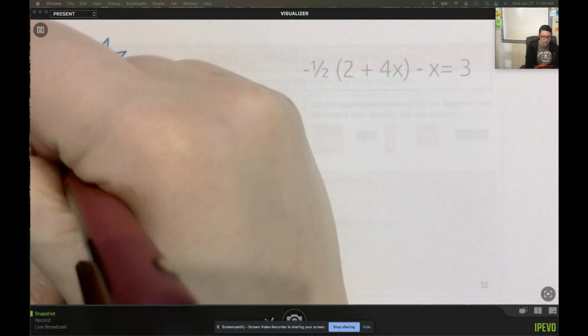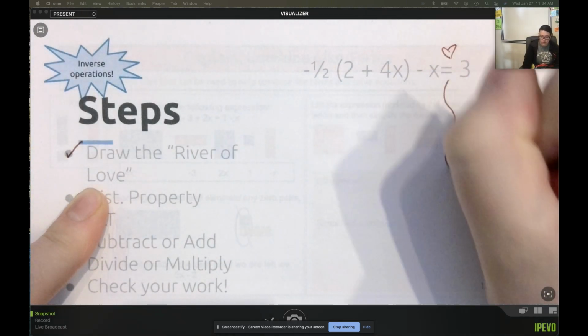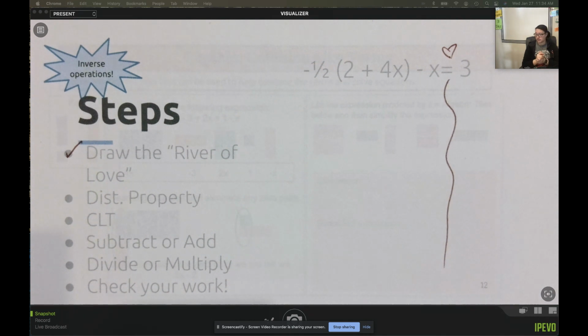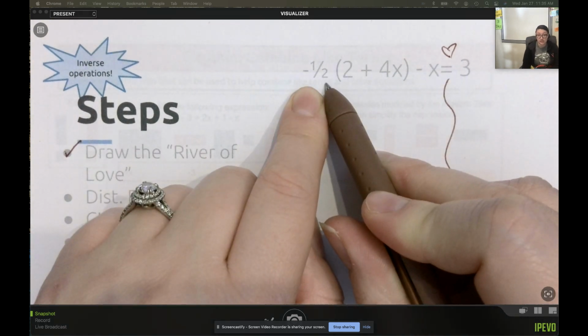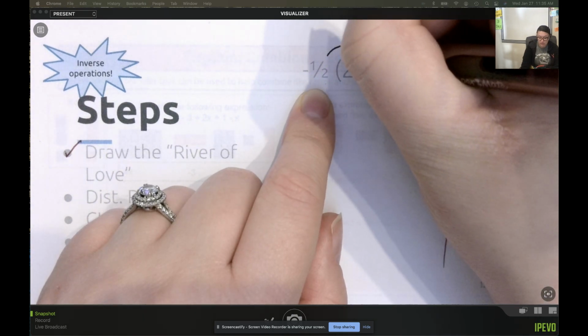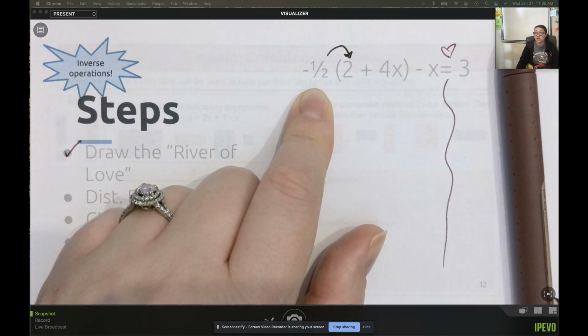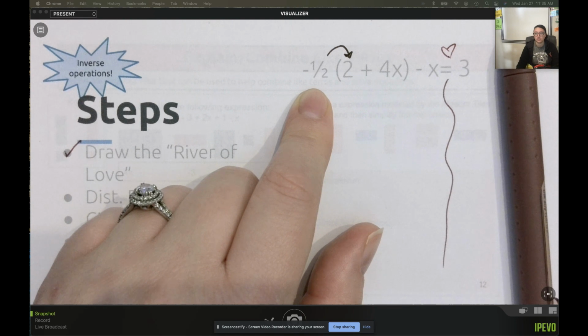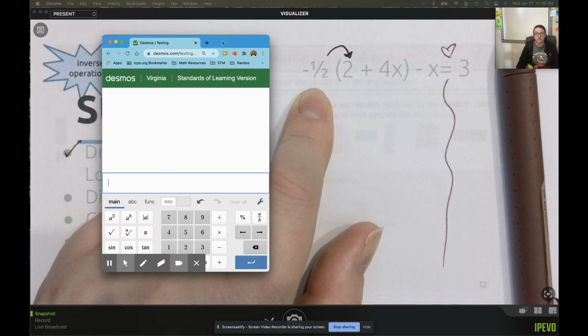Always start out with drawing our river of love. Got to make sure we're doing the same thing to both sides. Then I know I've got the distributive property. The distributive property tells me I need to take what's on the outside of my parentheses and multiply it times what's on the inside. So let's use our calculator just to be safe. No shame in the calculator game.